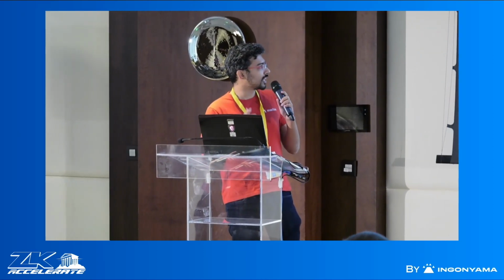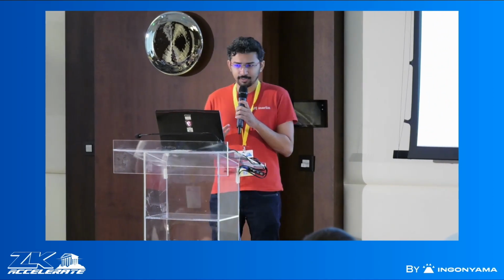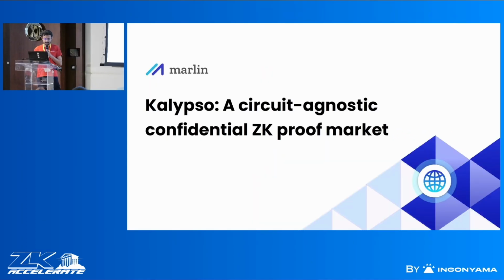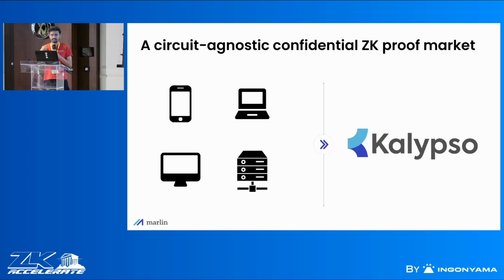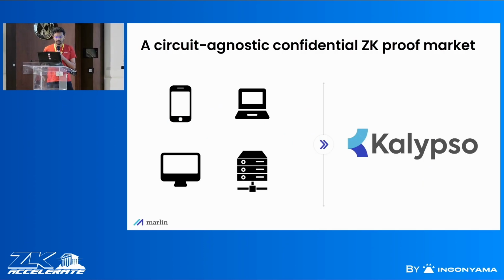Hi, so I'm Roshan. I'm a researcher with Marlin, and basically building Kalypso, that's a circuit-agnostic confidential ZK proof market. It essentially lets you outsource proof computation to our network instead of trying to do it either yourself by running servers or, more likely, by running it on your users' devices, right?